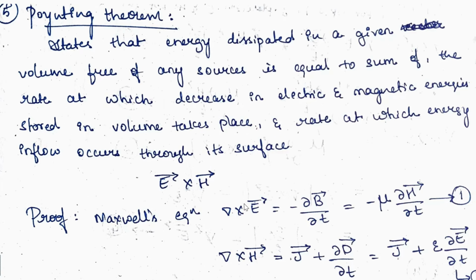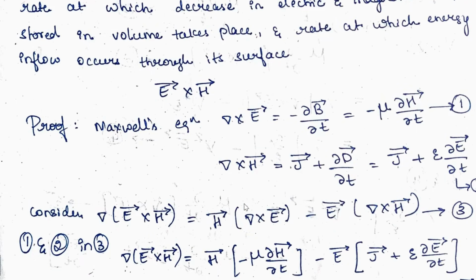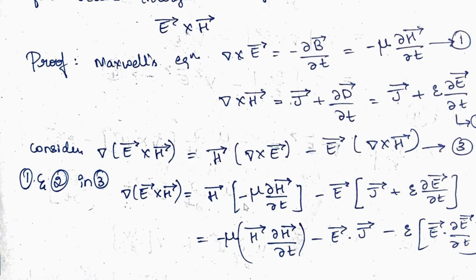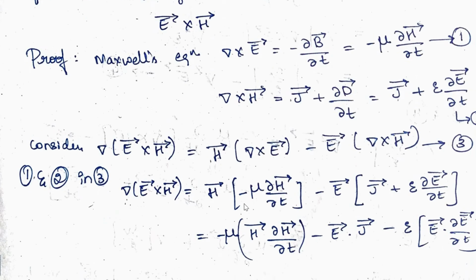Proof. You have to start with Maxwell's equations. Two Maxwell's equations. Consider it as equation 1 for the electric field and equation 2 for the magnetic field. Now you have to take the cross product of those two. Considering that, you write del dot of E vector cross H vector is equal to H vector dot of del cross E vector minus E vector dot of del cross H vector. This is my equation 3.